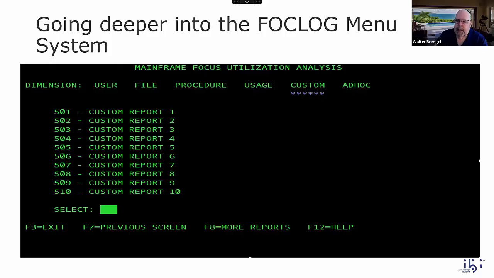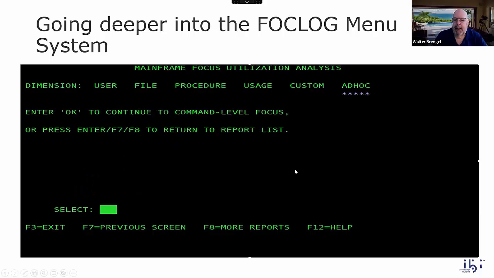Here's the custom. So you can create your own and then save them as FLRPT 501, and then update the menu system so that the 501 can be more descriptive of what you created. It gives you the flexibility of creating up to 10 custom reports. And then lastly, the ad hoc, which takes you back to the command level Focus, and then you can do whatever you normally do in Focus.